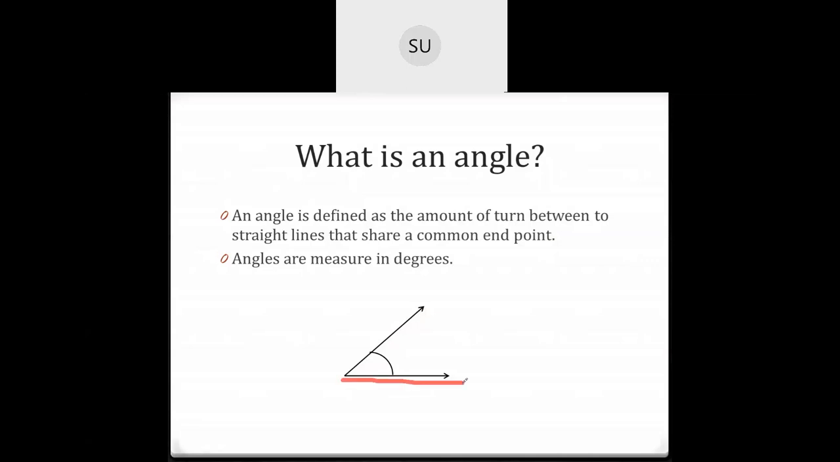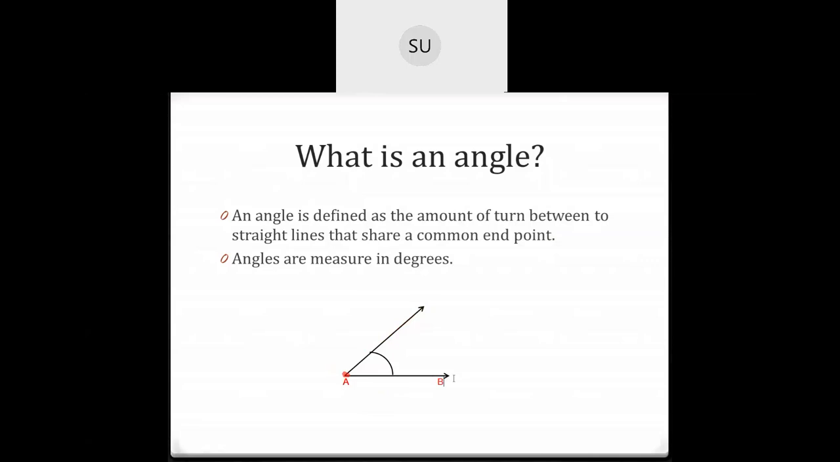This is one straight line and this is another one, correct? And both the lines meet at a common end point. Which is the common end point here? The common end point is this one. Okay, this is the common end point. Now if I name this line over here AB, so this is A and this is point B.